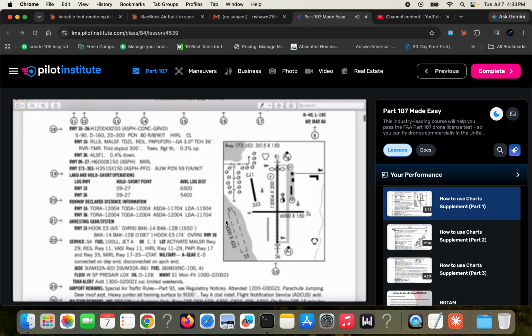So number 10 is the airport diagram. You can see a lot of information here in the airport diagram, the way the runways are laid out. You're going to see information if there are trees, for example, if there is a type of lighting system, the name of the runways, the length of the runways right here. The P here means there is a PAPI available. So look at the legend for this. There's a legend that shows you all the different details available.